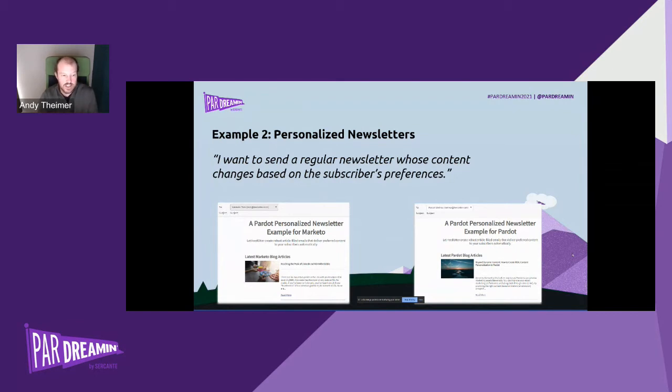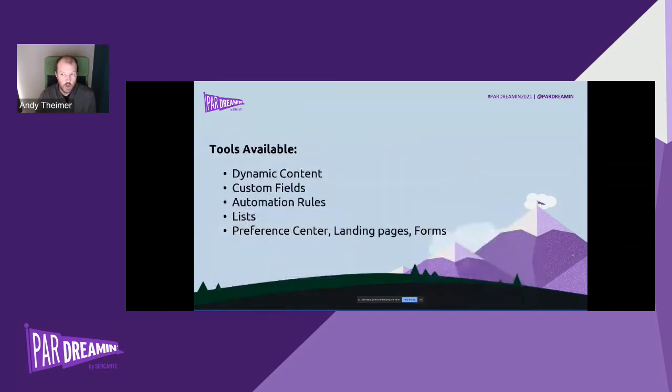The goal, of course, is to give each subscriber something a little different. On the left, Marketo Tom gets content related to Marketo, and Pardot Melissa gets content related to Pardot. It's one email send, and the content changes based on the end subscriber, which is the ideal way to do this.